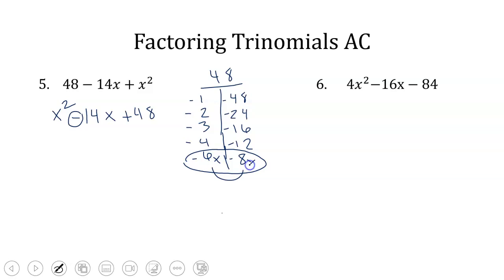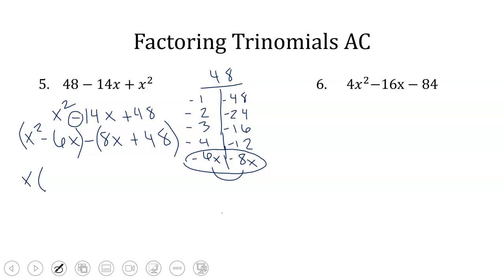So put your x's because we're rewriting that middle number. Instead of negative 14x, we're going to put negative 6x and then negative 8x. So x squared minus 6x minus 8x plus 48. So group your first two, group your second two, and pull out the GCFs. So looking at your first group, what do they have in common? They both have an x.